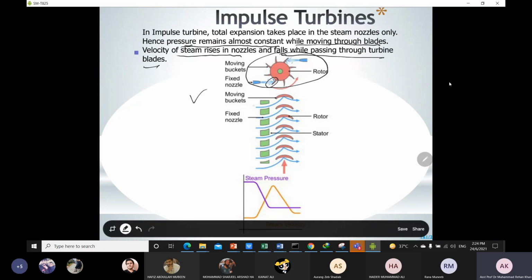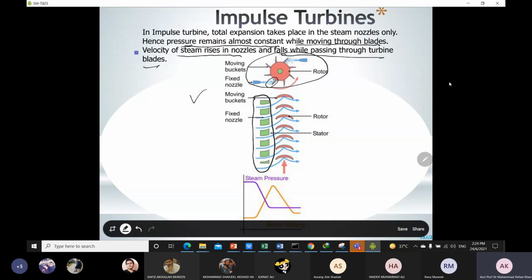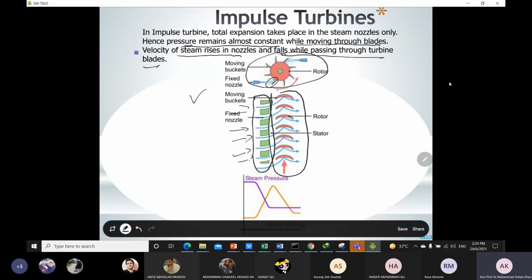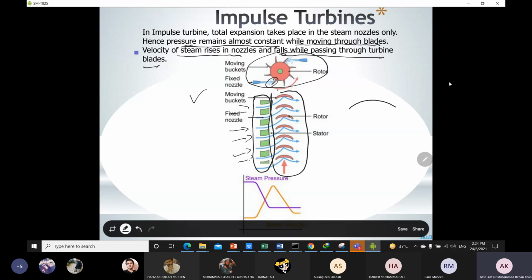So for example, we can say that these all are the fixed nozzle, and this is the moving blade. Our steam is coming in from this, and this is the end of the nozzle. If you notice, your impulse turbine blades are mostly cup shaped, and due to this geometry the pressure remains the same when the steam is moving through these sections.